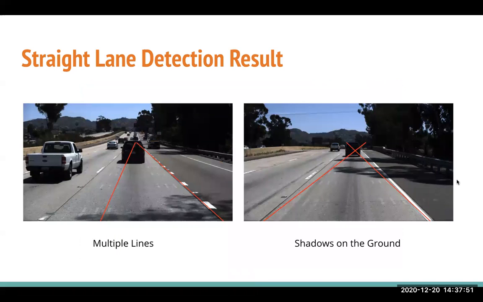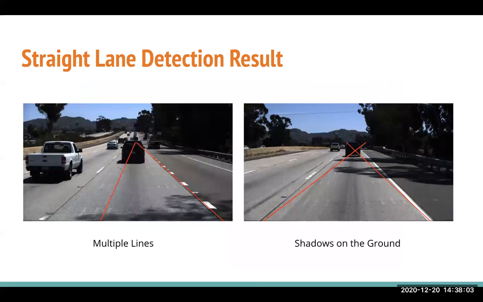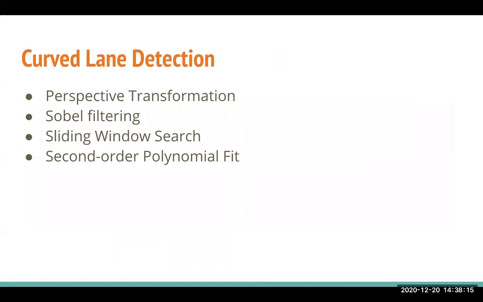However, for an extreme case like this, the car is changing lanes with a highway exit on the right. The straight lane detection cannot figure out which are the correct left and right boundaries. Here are another 2 examples of failure cases. If we have multiple lines or shadows on the ground, the straight lane detection cannot work properly. The straight lane detection can provide reasonable results for simple scenarios. However, in the real world, roads are usually curved and straight lane detection cannot produce satisfactory results for those cases.